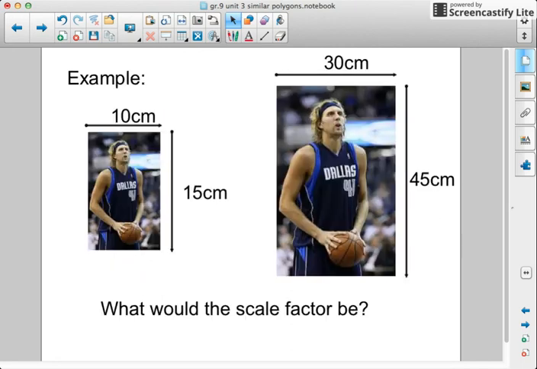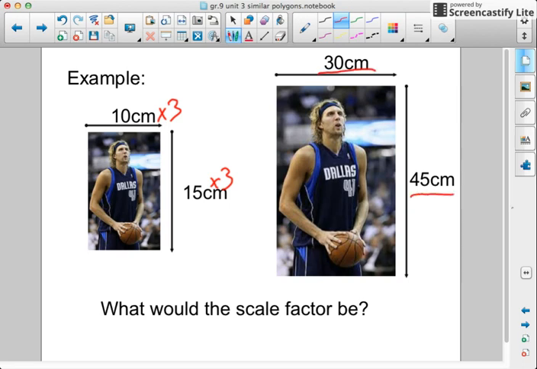So let's take Dirk Nowitzki as an example. My first picture here is 10 centimeters by 15 centimeters. My image here is 30 centimeters by 45 centimeters. So the scale factor, or what I would times this one picture by, would be times by 3. And I would get 30 and 45 centimeters. So the scale factor in this case is 3, because that's what I multiply by the side lengths. Now I have to multiply both the sides, the width and the length, in order for it to be a scale diagram.